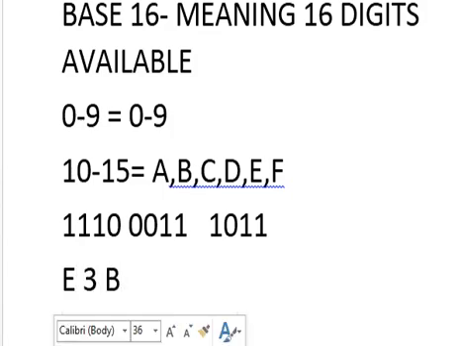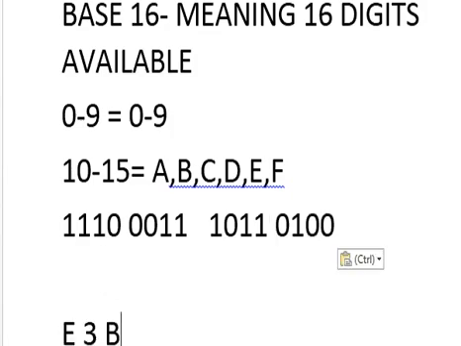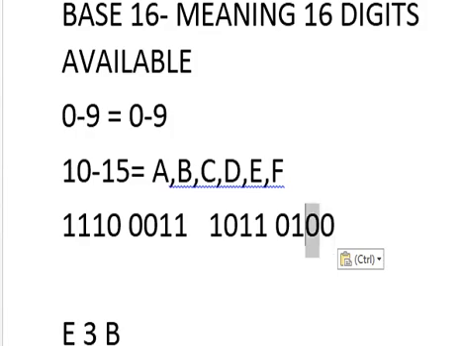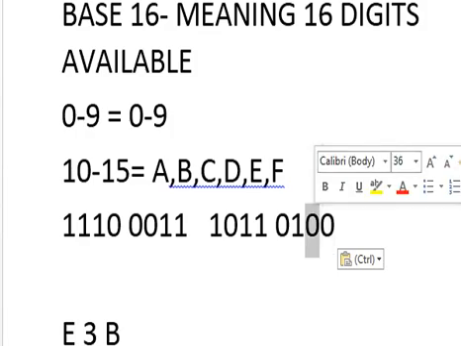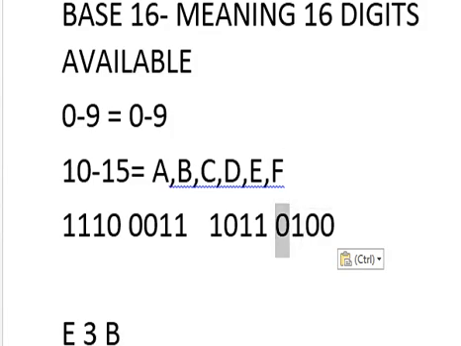And then the last sequence is 0, 1, 0, 0. So we look at the 1. This 1 isn't 1, so we don't add it. 2 isn't 1, so we don't add it. But 4 is 1, so we do add it. And 8 is 0, so we don't add it. So we have 4, which is 4.